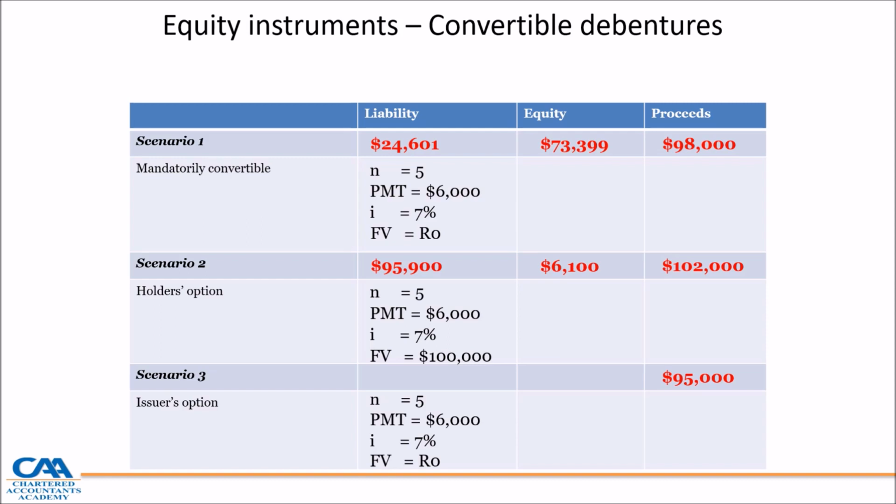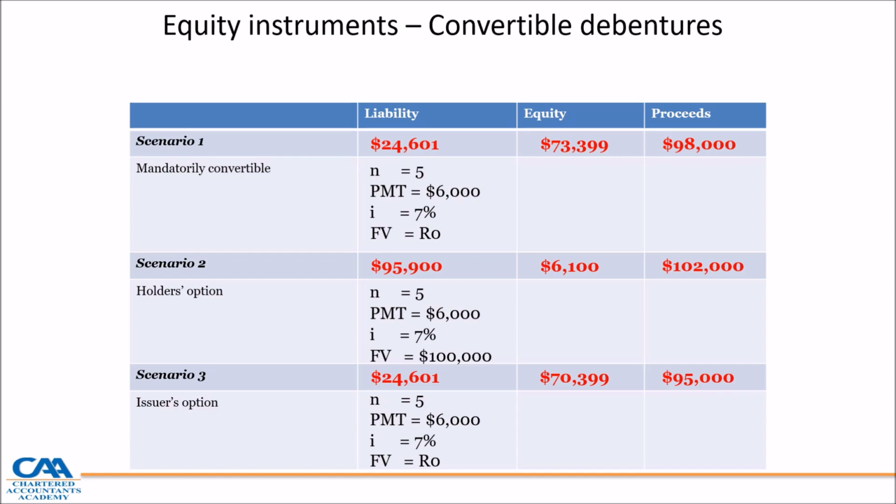We do the same for the option of the issuer. So in this case, what is our contractual obligation at this date? There's the 6,000 and no fair value because we're the ones holding the instrument. We do not have a contractual obligation to deliver cash in relation to the capital component. So the value of our liability is 24,601, and the equity component will be 70,399.